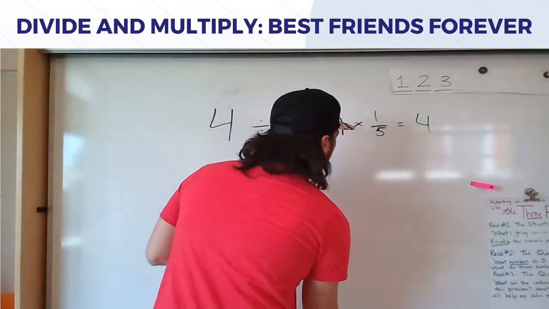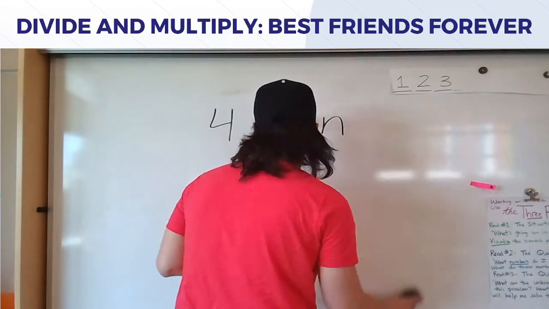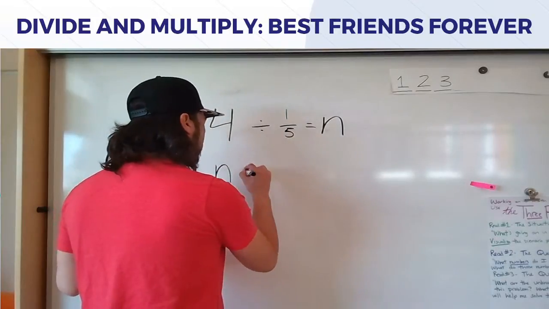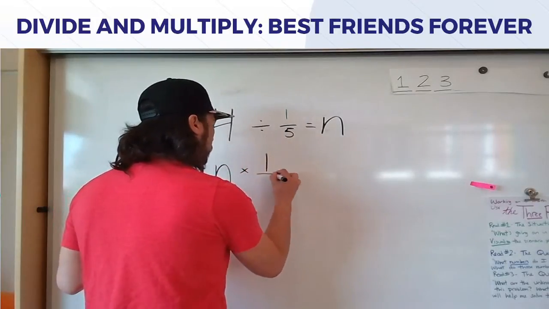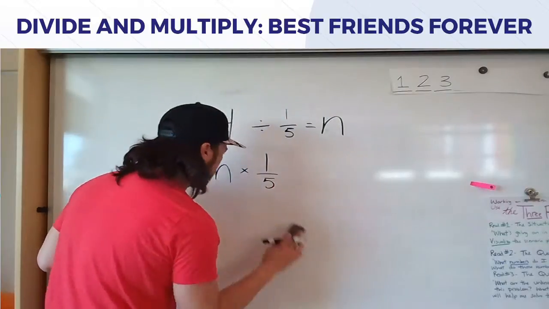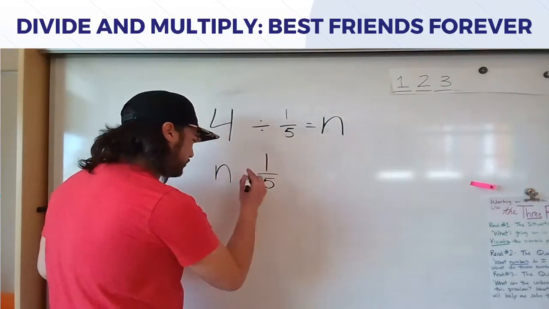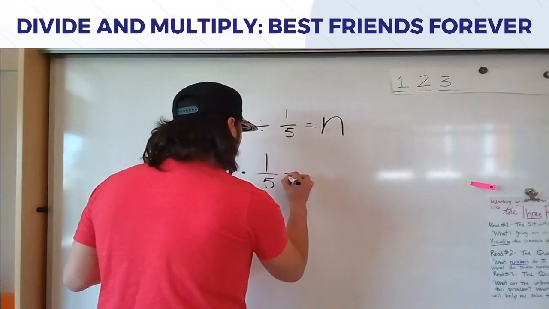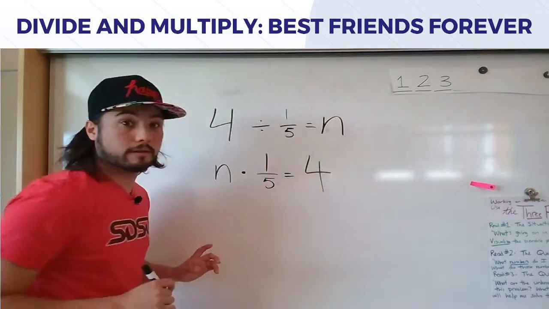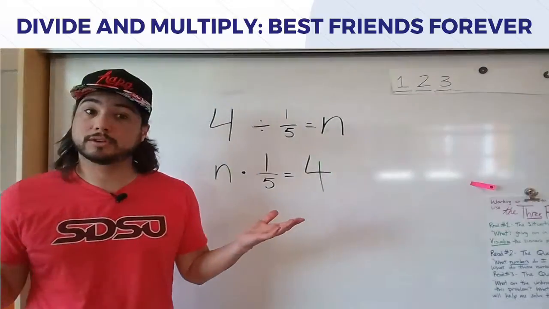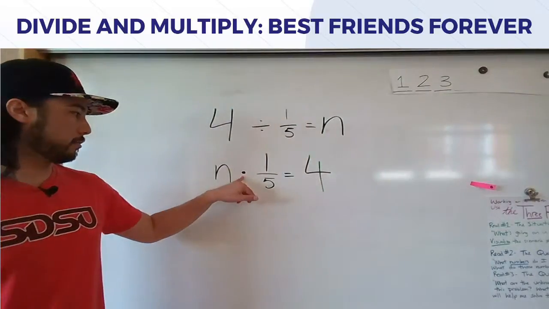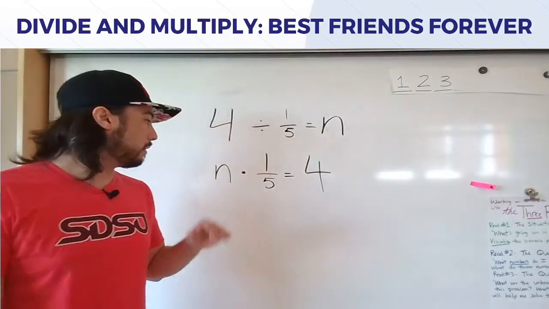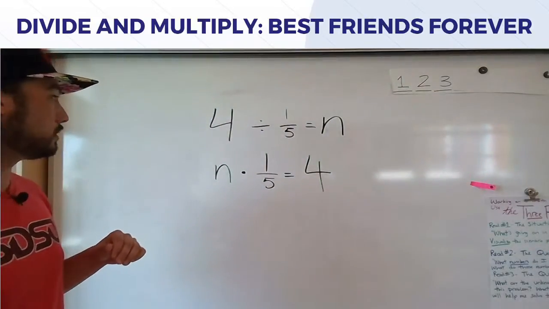And I'll rewrite it down here. Okay? 4 divided by 1/5 equals n. Therefore, n times 1/5, and actually I'm going to use the dot instead of the x, because if we're using variables and x's for our multiplication, things can get confusing. Because is that x a variable or is it multiplication, right? So when we're working with variables, I always use the dot as our multiplication symbol.